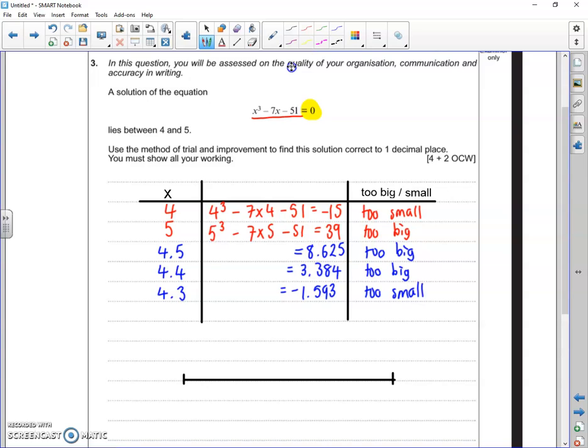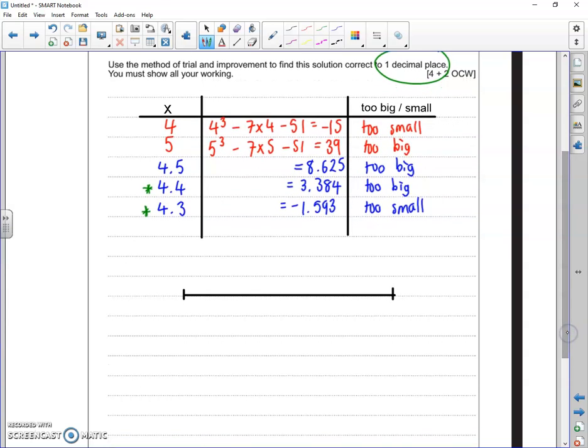So we need to decide out of 4.4 and 4.3, because we're working to one decimal place, which one of those is the best estimation for getting 0. The way I would do that is I'll put 4.4 on the number line. 4.4 was too big. I'll put 4.3 on the number line, and 4.3 came out too small. To decide which one is going to be our final answer, we have to go halfway one more time. Halfway between those two would be 4.35.